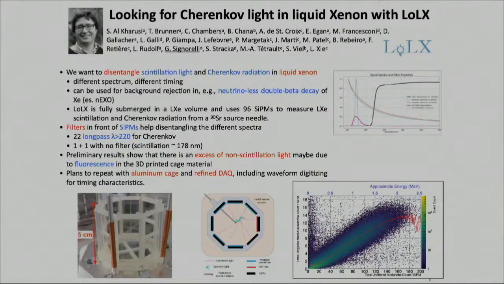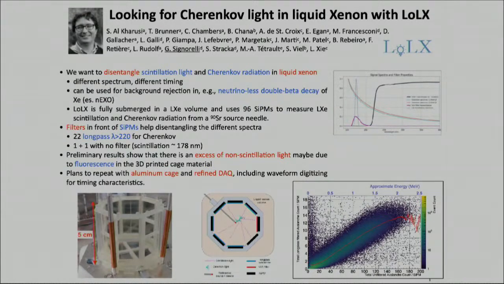Okay, so I move on to the remaining two topics about other calorimetry applications. First is looking for Cherenkov light in liquid xenon. This project will try to disentangle scintillation light and Cherenkov radiation in liquid xenon. If we can detect both, for example for the nEXO experiment, we may be able to distinguish the 2e signal from the 1e background, because if we select the direction by using Cherenkov light, this can be distinguished.